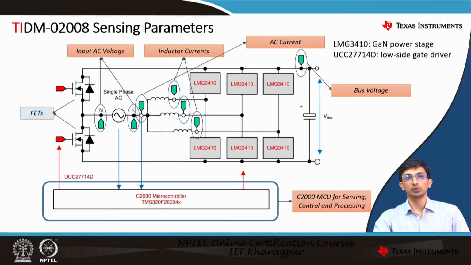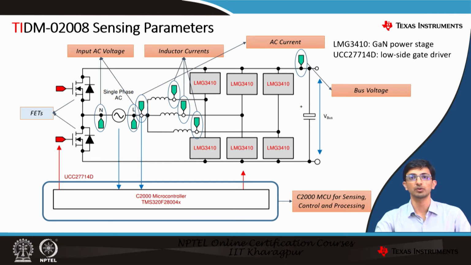So moving on to the control side of it, the TIDM sensing parameters that we need for the control are input AC voltage, that is the line to neutral voltage, highlighted. Then there are 3 inductor currents, so IL1, IL2 and IL3 as highlighted in the picture. Then there is AC input current that we are sensing, and finally the bus voltage as shown here on the right.